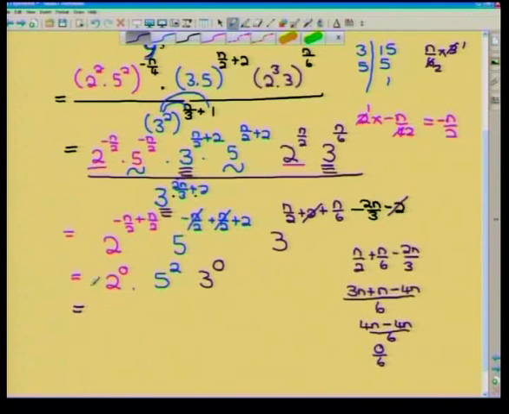Now we go over here. What do we know about 2 to the 0? It's equivalent to 1. What do we know about 5 squared? It's 25. And what do we know about 3 to the 0? It's 1. And if we times that whole lot out, we get 25. Now, isn't it amazing that something that looked so hideous can come out to such a nice little answer, just like the previous one? Right, let's look at the next kind of question.